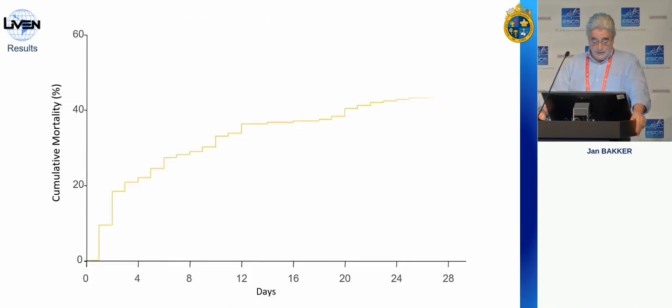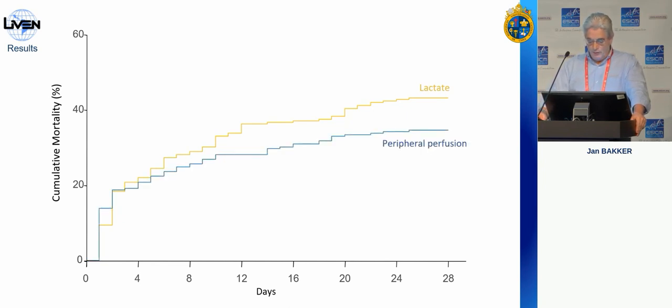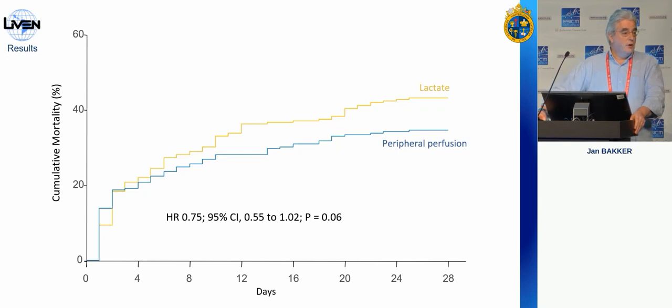If you look at mortality, this is the mortality in the lactate group, this is the mortality in the peripheral perfusion group. It seems a very constant difference between the two, but it didn't reach statistical significance. It was a p-value of 0.06. And given, let's say, the way we describe the effect of these studies, we had to conclude that this was a negative study. And that was the conclusion of the JAMA paper.